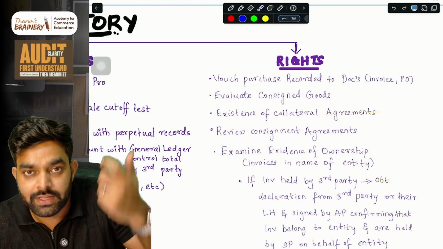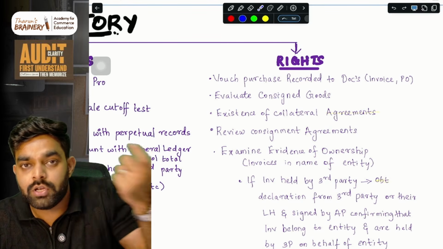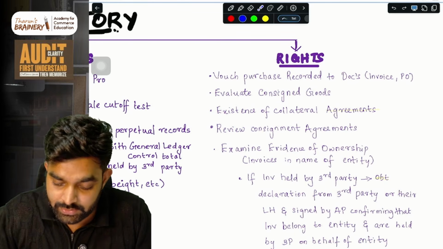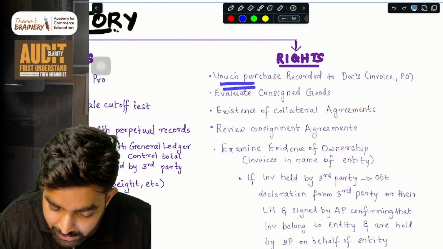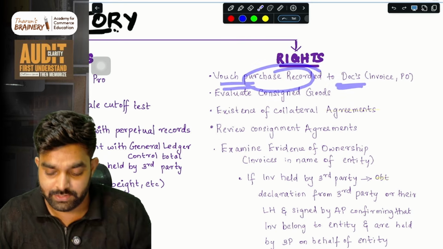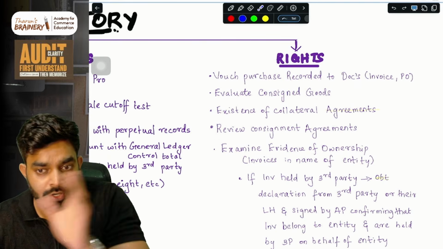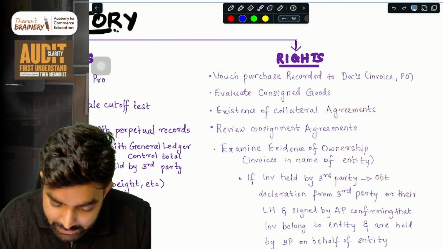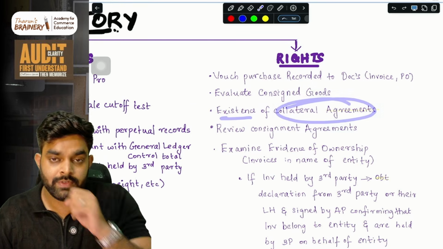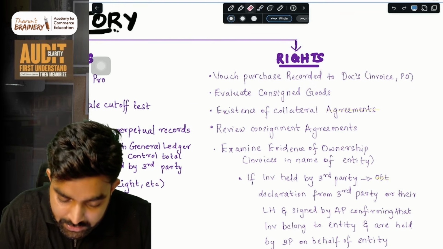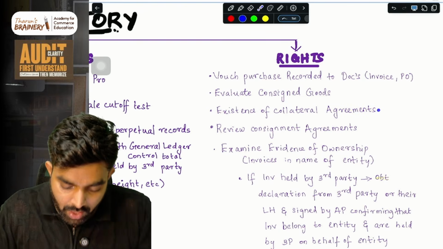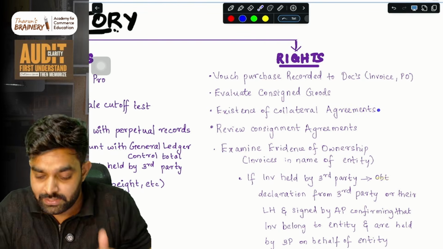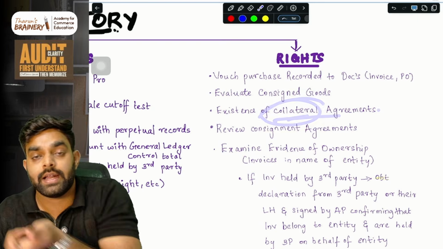How will the auditor check whether the inventory is actually owned by the company itself, that the rights are with the company itself? For that, what procedures will he use? Vouch the purchases recorded to documents. All the purchases to the documents, invoices, everything you can vouch. Then evaluate the consigned goods. Then check the existence of collateral agreements. Sometimes inventory you would have pledged somewhere and taken some loan. That is called collateral. Have you put the inventory as collateral somewhere?